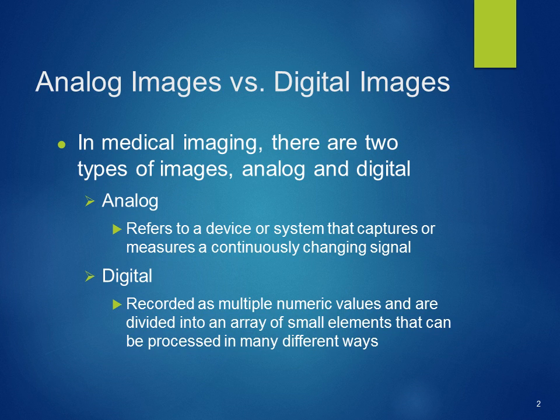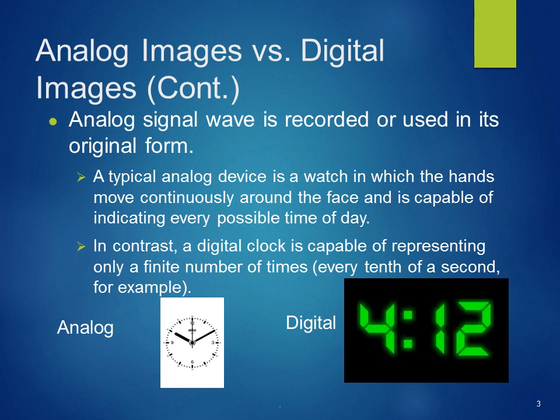In medical imaging, there are two types of images, analog and digital. Analog refers to a device or system that captures or measures a continuously changing signal. Digital, recorded as multiple numeric values, are divided into an array of small elements that can be processed in many different ways. Analog signal, wave, is recorded or used in its original form.